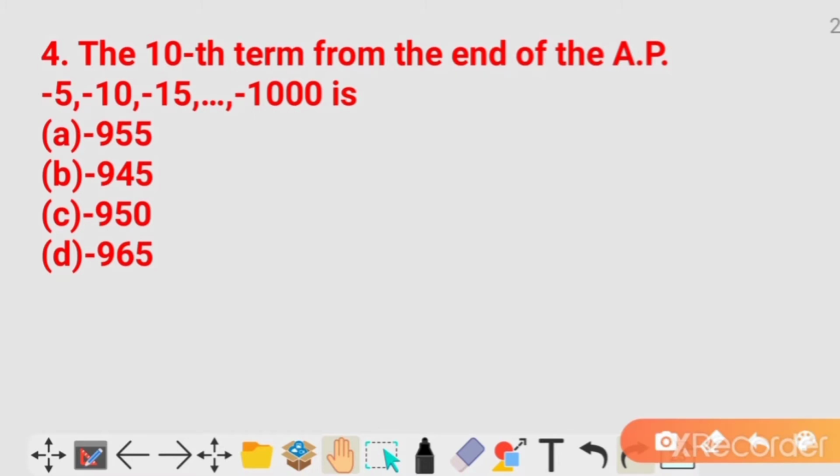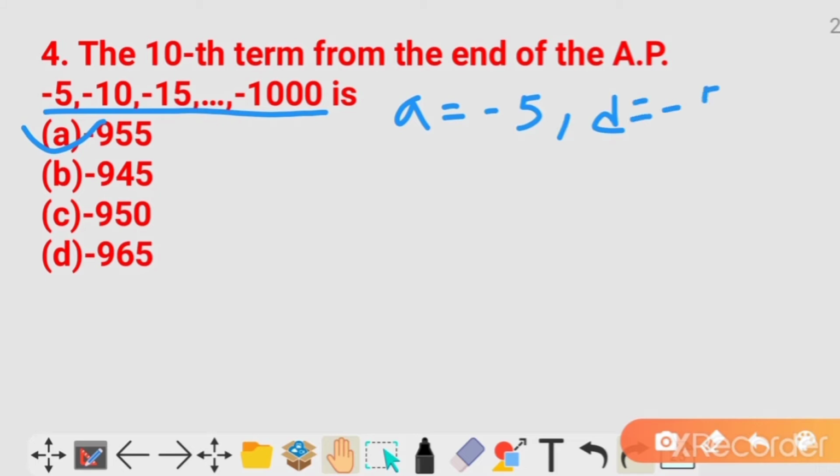So the correct answer is option A, that is minus 955. Now the question is, how do you solve this? So if you look at the series, the first term here A is equals to minus 5, and D, that means the common difference, is also minus 5.